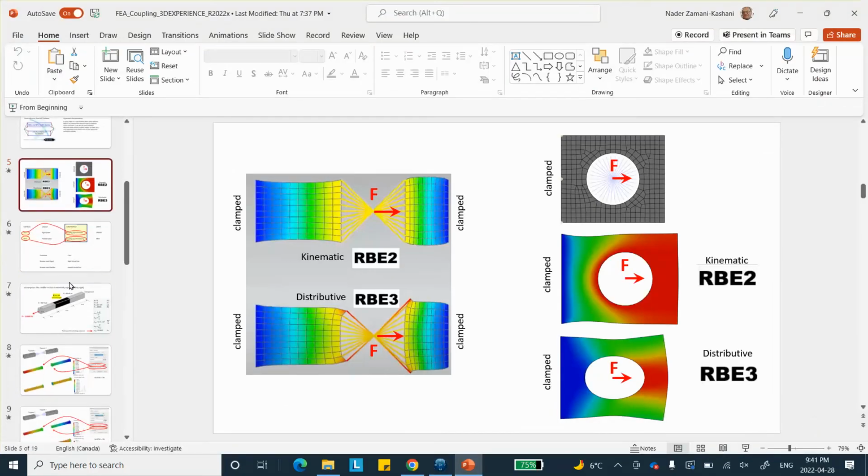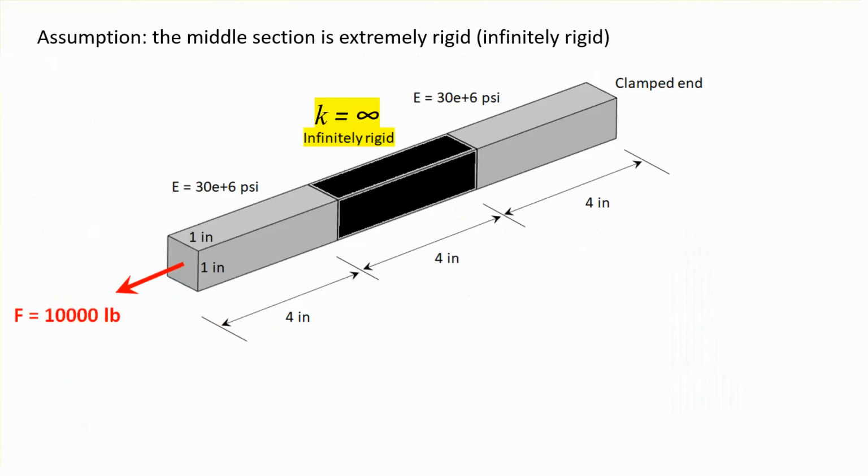We stopped right there. So this is going to be my second problem. Suppose you have a bar like that. One end is clamped. The left end is subjected to a load, 1,000 pound. And suppose that the properties of steel, except that the middle section is extremely rigid compared to the left and right. Okay. Now, when it comes to modeling this thing, we're going to use a coupling of type kinematic here, which creates basically a rigid object between these two.